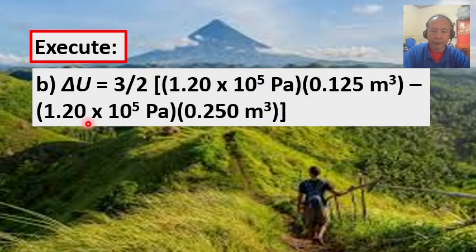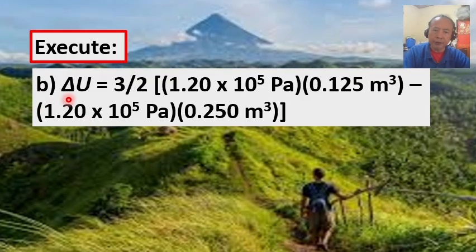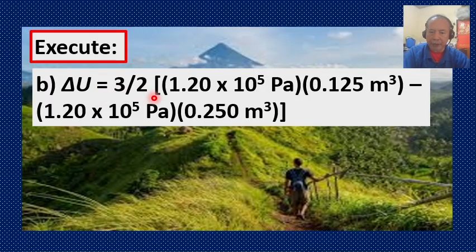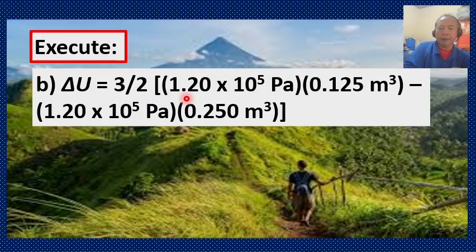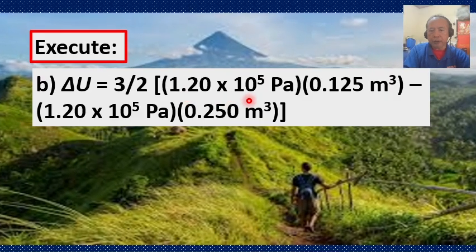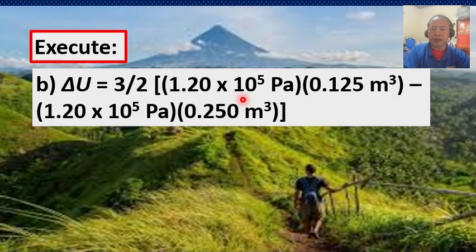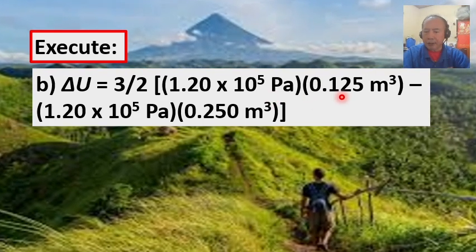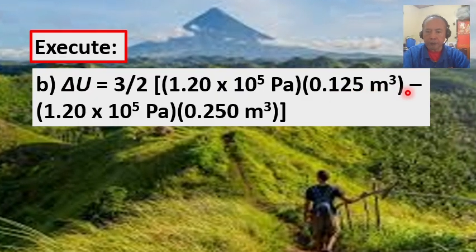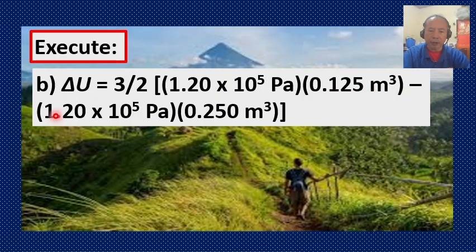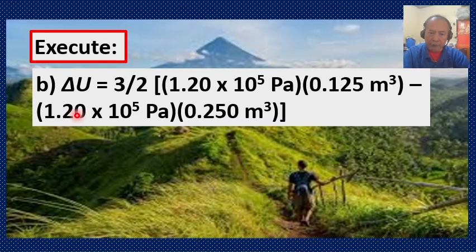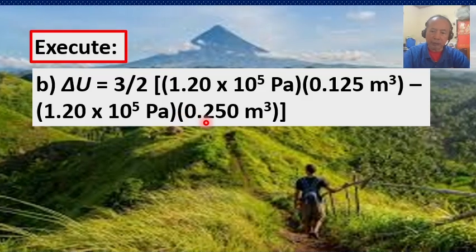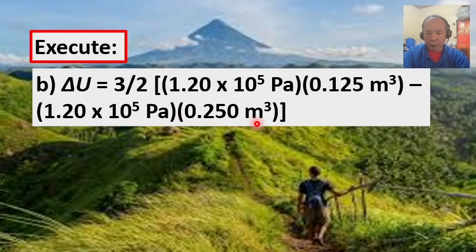Following the same formula, in part B, the amount of delta U equals 3 halves multiplied by the product of P2 and V2, or 1.20 times 10 to the p power Pascal times 0.125 meter cube, minus P1, 1.20 times 10 to the p Pascal times V1, 0.250 meter cube.